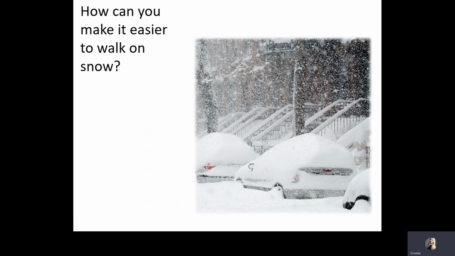So we've looked at the idea that footballers' shoes create a high amount of pressure so that they can sink into the ground. But what about if you are walking on snow? You wouldn't actually want to sink into the ground. How would you be able to make it easier for yourself to walk on snow?